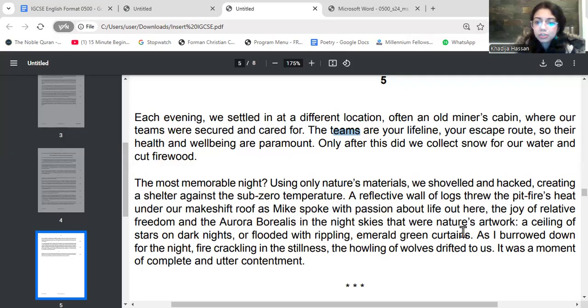In the night skies, our nature's artwork, a ceiling of stars on dark nights, or flooded with rippling emerald green curtains. The really poignant visual image. As I burrowed down for the night, fire crackling in the stillness, the howling of wolves drifted to us. It was a moment of complete and utter contentment, right?